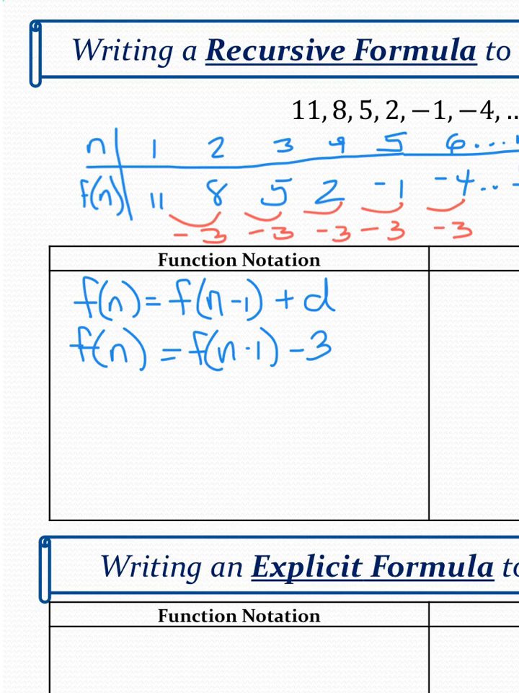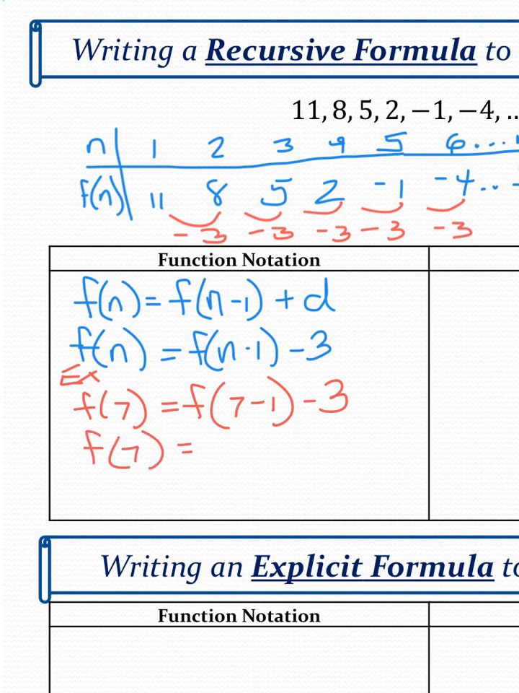So if we wanted to use that, for example, to find f of 7, let me just write example here. F of 7 is going to equal f of 7 minus 1, minus 3. So f of 7 is going to equal f of 6 minus 3. Our f of 6 is -4. So I'm going to substitute that in, and I can find f of 7 to be -7.